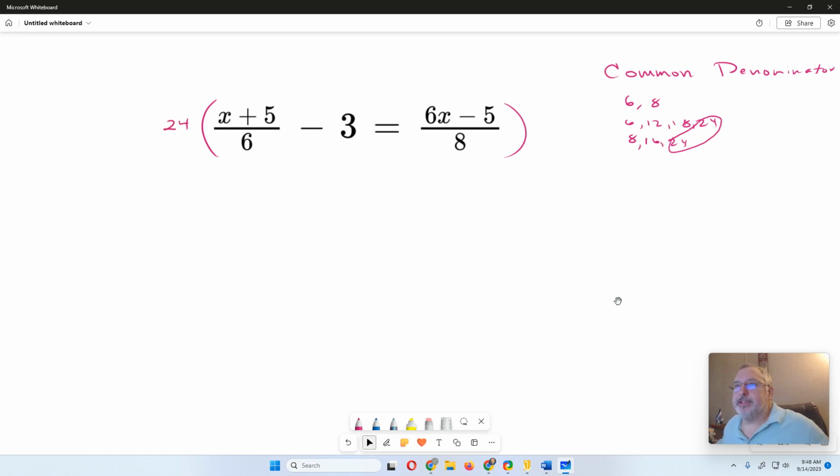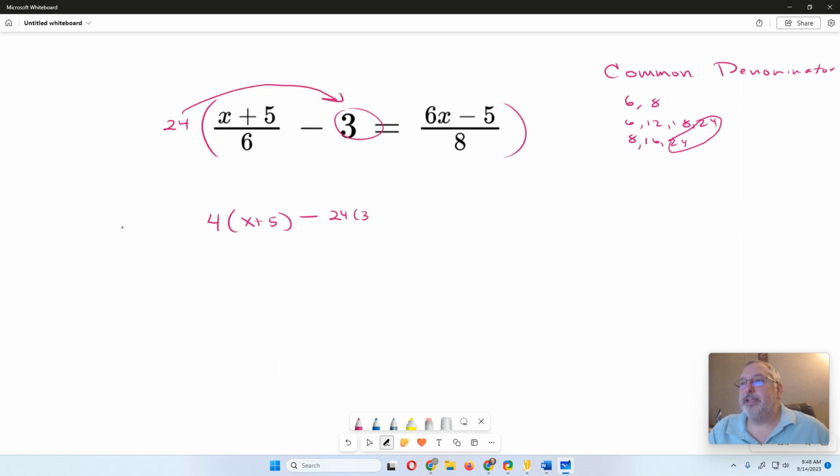And so here's the process. I'm going to take 6, the denominator from this one, and divide it into 24. So 6 goes into 24 4 times, and then I'll multiply the numerator by that number. So 4 times x plus 5. Now, the whole number doesn't have a denominator, so I'm just going to multiply that by 24. So that would be 24 times 3.